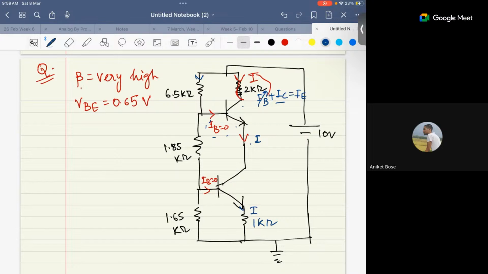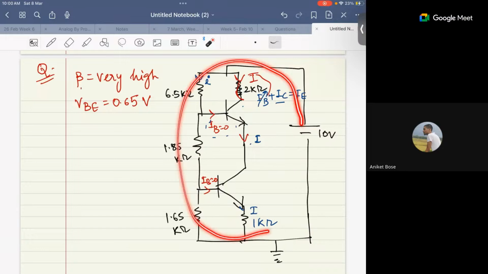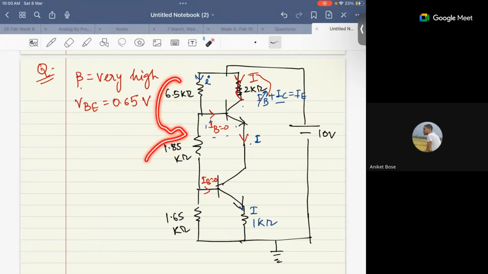Can you tell me what will be the value of this I, small I? Yes, sir. The 6.5, 1.85, and 1.65 are in series. Correct. So you can directly use KVL on the whole loop. So this will be 6.5 plus 1.85 plus 1.65, so whole together 10. So you'll be having 1 milliampere. This is small I, correct?